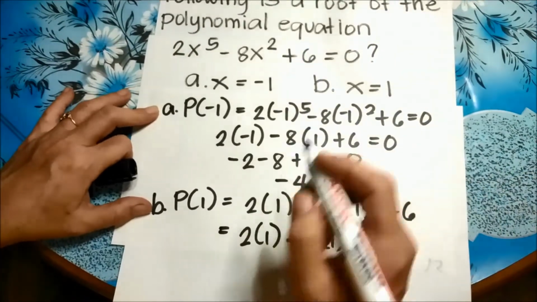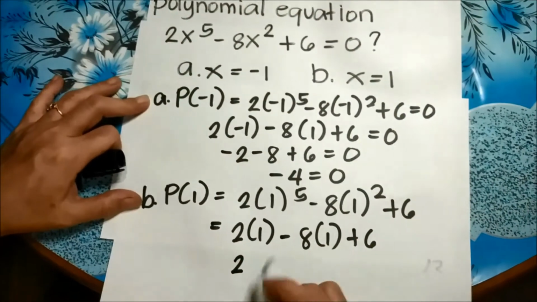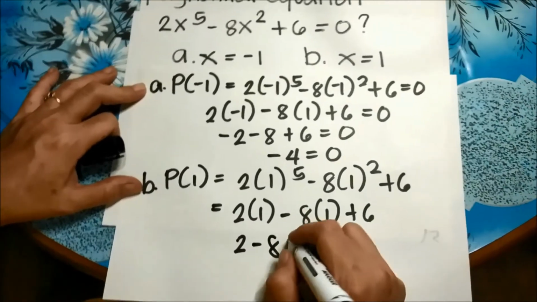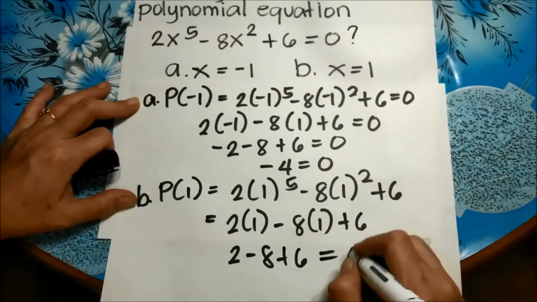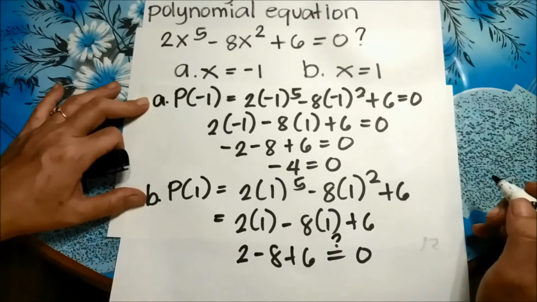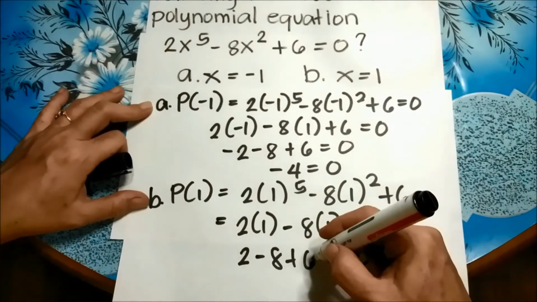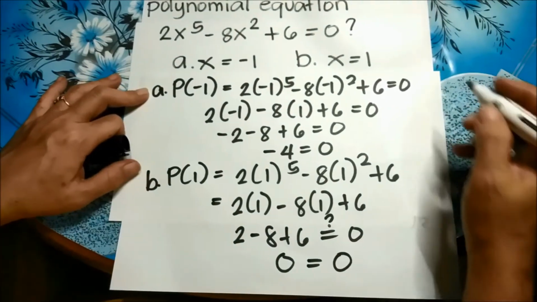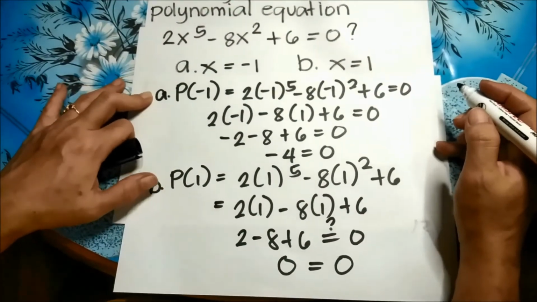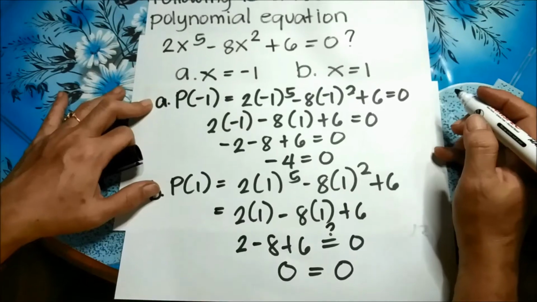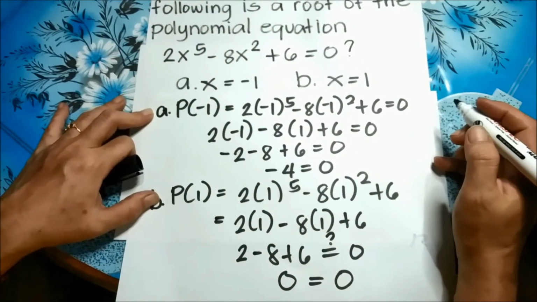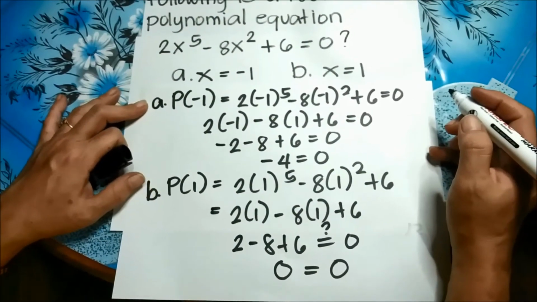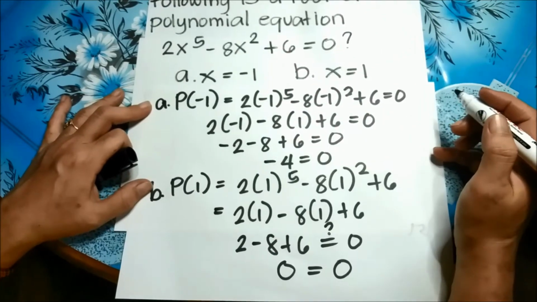So what is 2 times 1? That is 2. Minus 8 plus 6, is it equal to 0? So 2 plus 6 is 8. Minus 8 is 0. Therefore, for x equals 1, it is a root of the polynomial equation 2x to the fifth minus 8x squared plus 6.